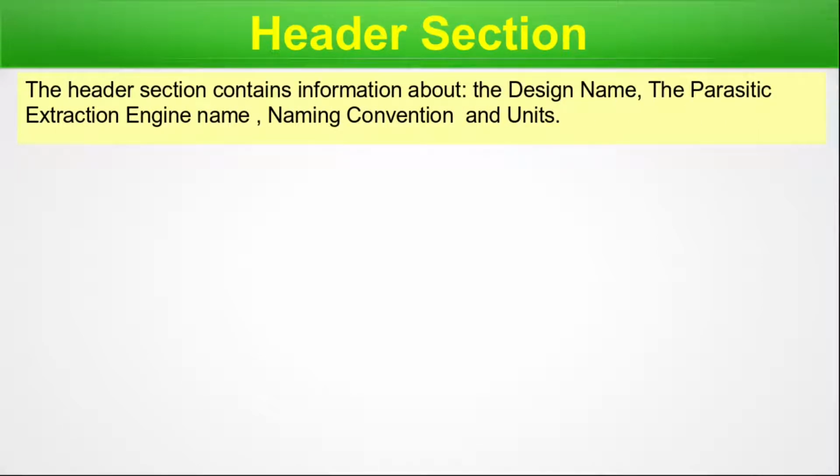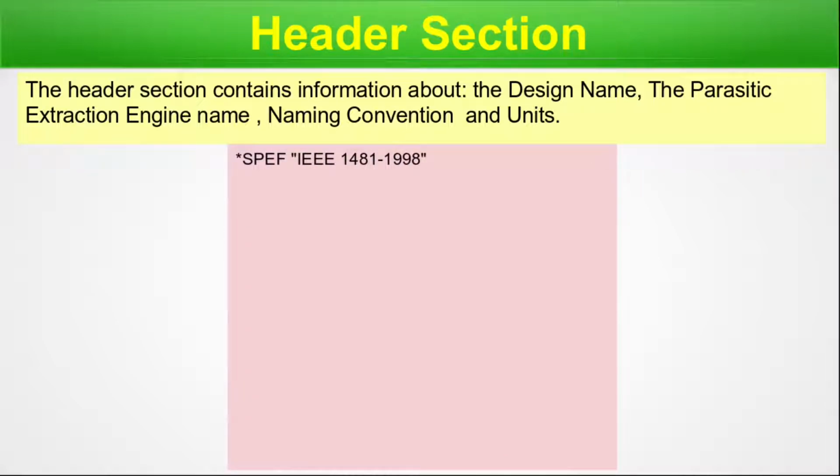The header section contains information about design name, the parasitic extraction engine name, naming convention and units. So let us see the thing with an example. First, it goes the first line of the header, that is SPEF, and it gives the IEEE version. Next goes the design name.